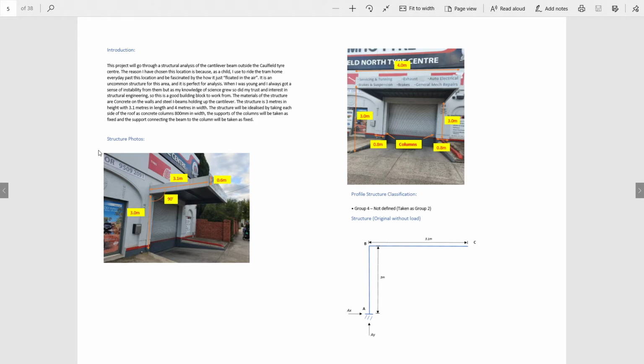This is a very unique structure for the area that it's in, Caulfield. You don't see a huge amount of these sort of structures. But when I was a kid, there's a tram line that goes across the road right here, and I would see this structure every single day on my way home from school. I would look at it, and it would fascinate me because I didn't understand how cantilevers work, how this could just be quote unquote floating in air.